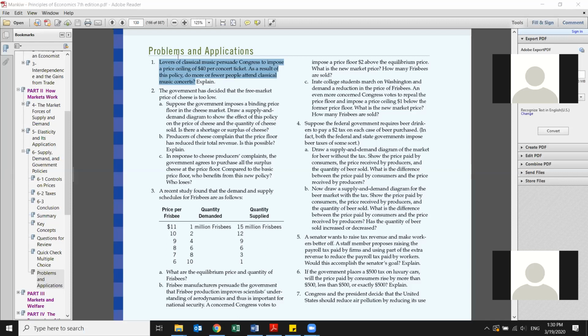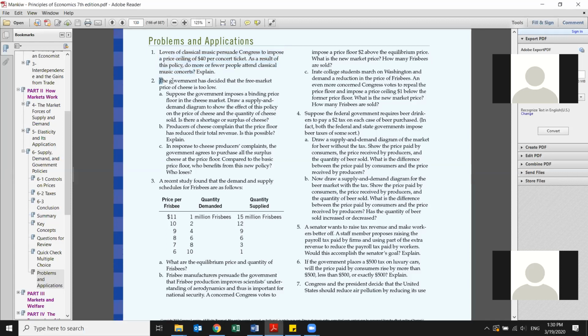Now, let's move to the second question. The government has decided that the free market price of cheese is too low. Suppose the government imposes a binding price floor in the cheese market. Draw the supply and demand diagram to show the effect of this policy on the price of the cheese and the quantity of the cheese sold. Is there a shortage or surplus of cheese?